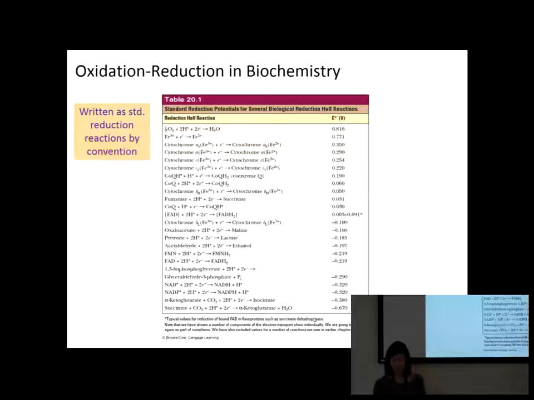So we can see we have these values here. Here's the half reaction. They're all written as reductions because it's a standard reduction potential. That's a convention. That's how we do it. And those things with negative or smaller values will be oxidized, and things that have a higher value will be reduced.